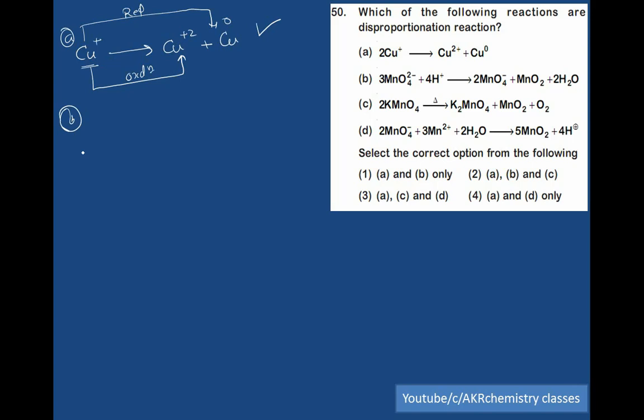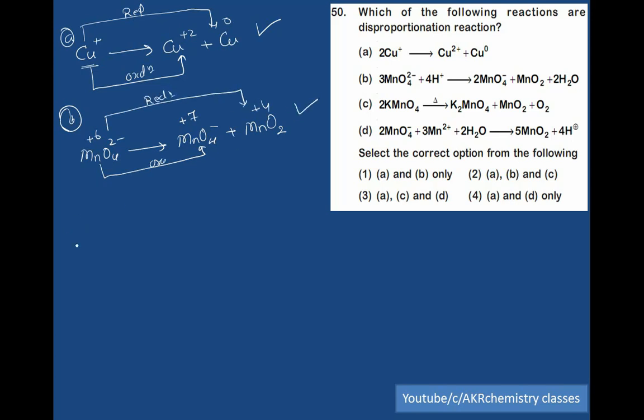I will go with respect to B. MnO4 2 minus gives MnO4 minus plus MnO2. 4 2s are 8, this is plus 6; 4 2s are 8, minus 1, plus 7; plus 4. Plus 6 to plus 7, oxidation; plus 6 to plus 4, reduction. So it also undergoes a disproportionation reaction.